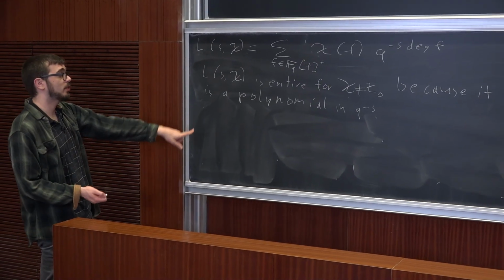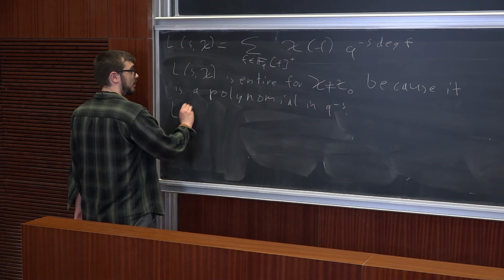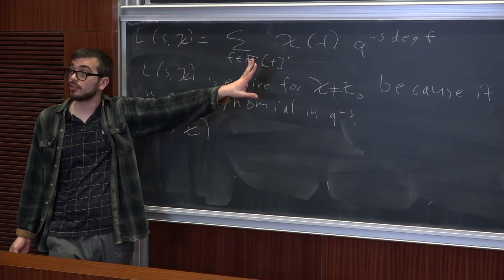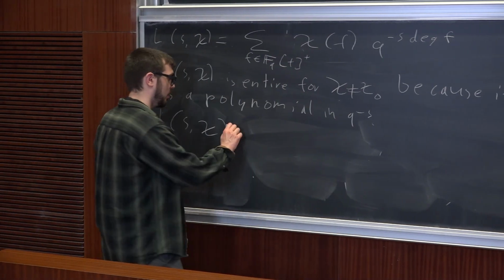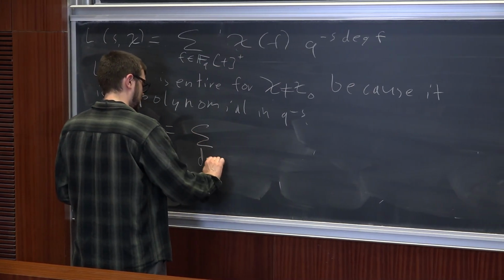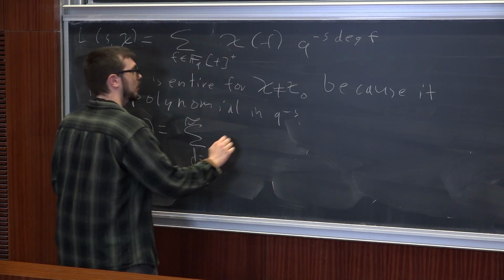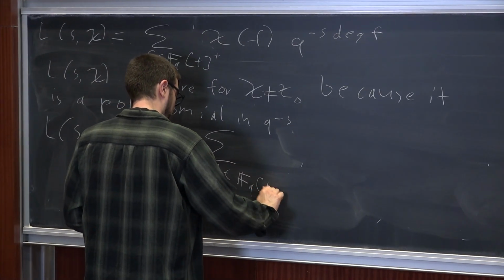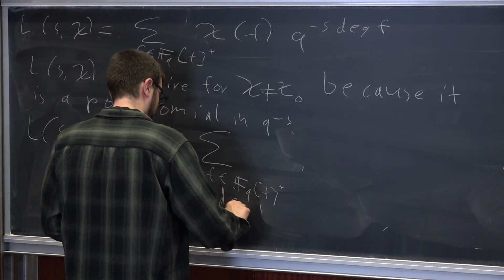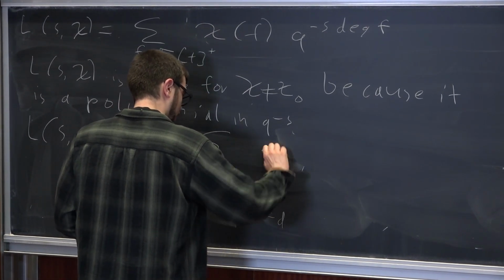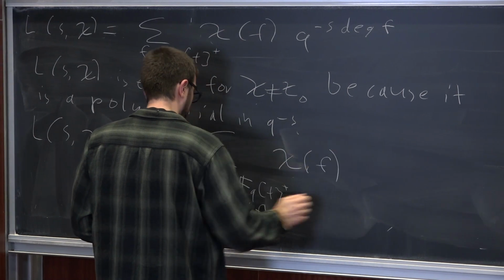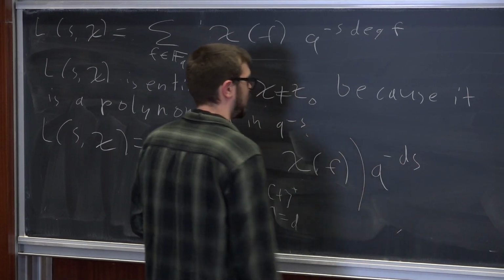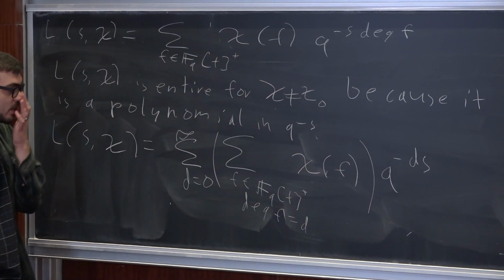So why is it a polynomial in q to the minus s? Well, you can take this sum and separate out the terms only of a given degree. So let's sum from d equal to 0 to infinity. Now the sum over f in F_q adjoin t plus, degree f is d, of chi of f, this inner sum then gets multiplied by q to the minus d times s. So this is an equivalent formulation.